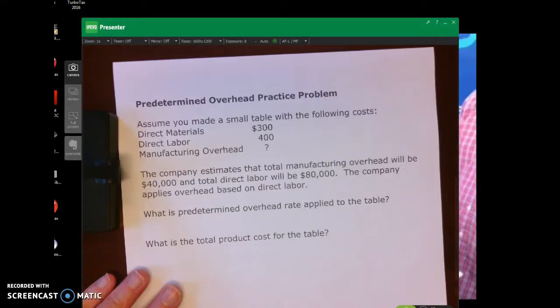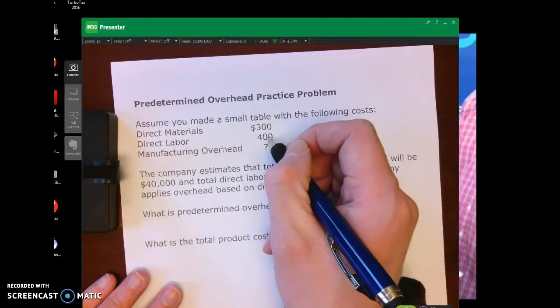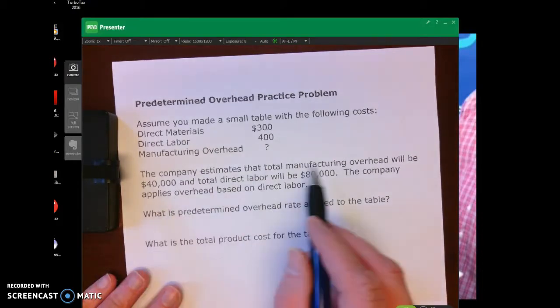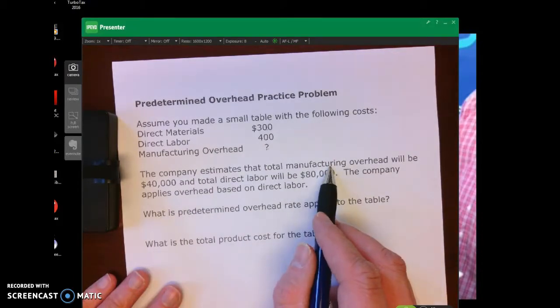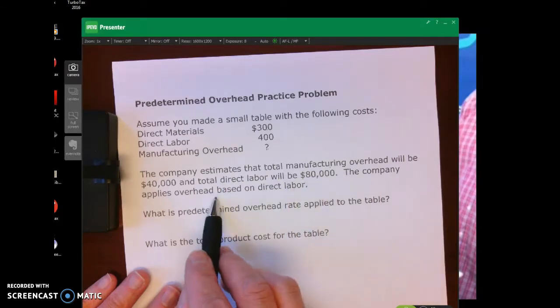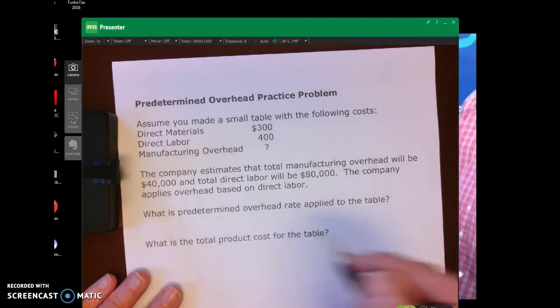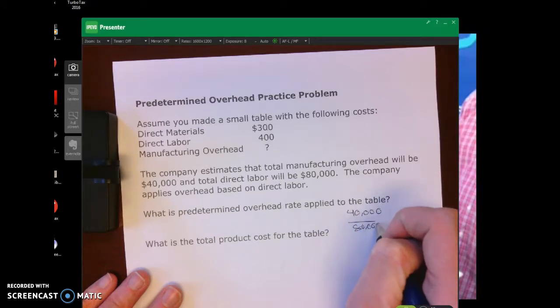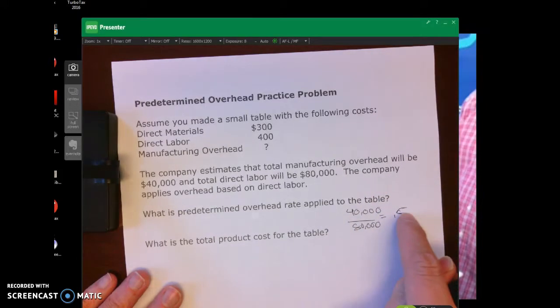Assume you made a small table with the following costs. We have materials, we have labor, and then we have a question of overhead. So we can figure out the overhead because it says the company estimates that total manufacturing overhead will be $40,000, total direct labor will be $80,000. The company applies overhead on the basis of direct labor. What's the rate? Well, I take my estimated overhead divided by my estimated allocation base, which gives me 0.5. The interpretation of this is that I apply 50 cents of overhead for every direct labor dollar.